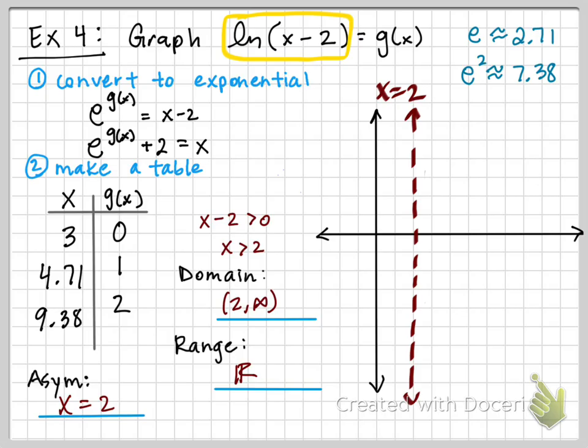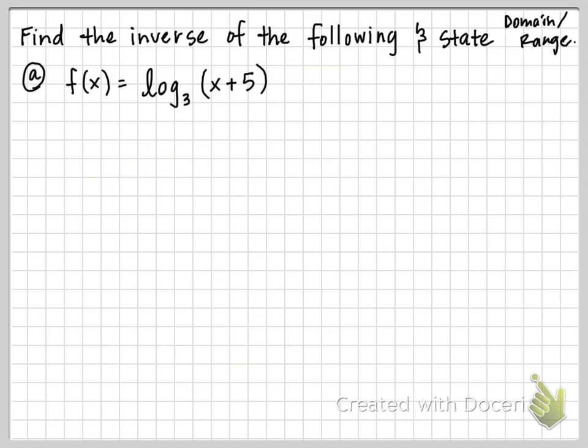I'm then going to graph what I see. 3, 0, 4.71. Now, I don't know 4.71 other than it's over 4 and less than 5. So there we go, 4.71. Then I have 9.38, 2. Something like that. You're going to put some arrows and connect them. Done.